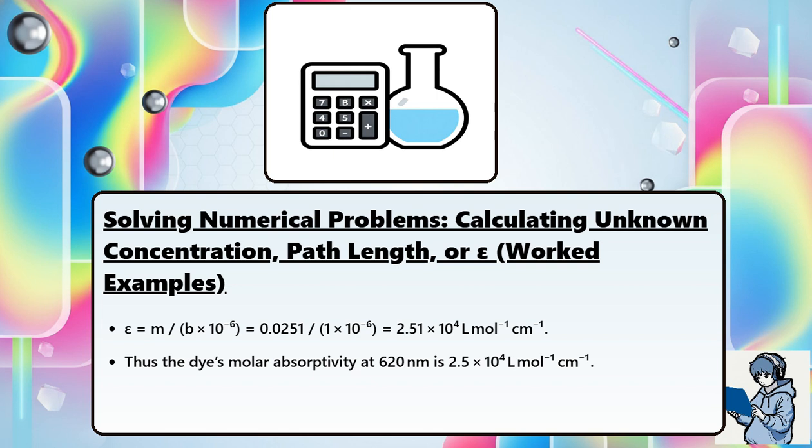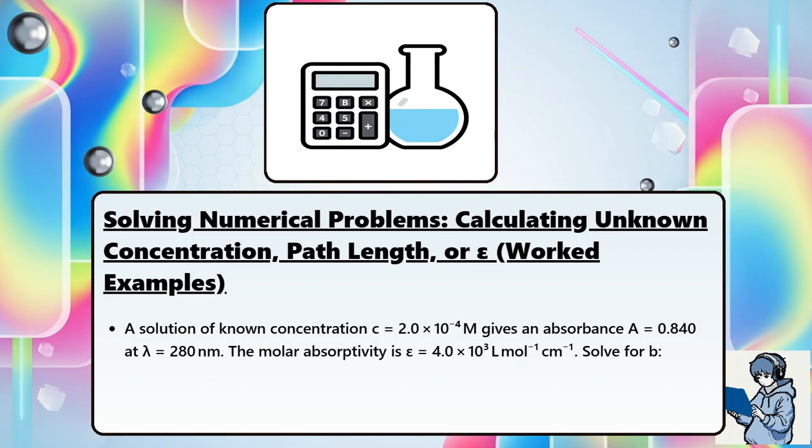Example 3. Find path length. A solution of known concentration c equals 2.0 times 10 to the minus 4 molar gives an absorbance A equals 0.840 at lambda equals 280 nanometers. The molar absorptivity is epsilon equals 4.0 times 10 to the 3 liters per mole per centimeter. Solve for b. b equals A divided by epsilon times c equals 0.840 divided by 4.0 times 10 to the 3 times 2.0 times 10 to the minus 4 equals 0.840 divided by 0.8 equals 1.05 centimeters.